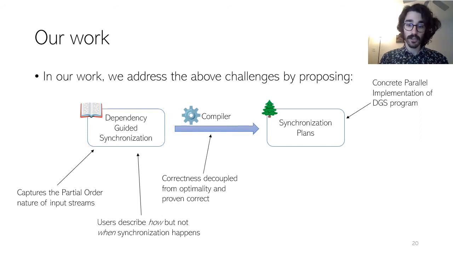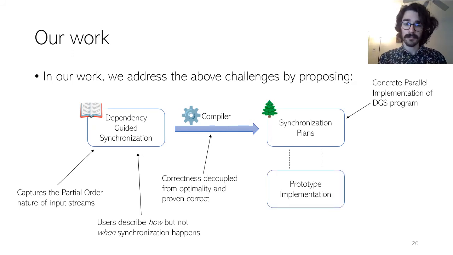An important property of our compiler is that its correctness is decoupled from optimality. Essentially, we know that our compiler produces a correct synchronization plan, and then optimality is left to a different optimizing component to deal with. We tie everything together, as I said, with a prototype implementation.